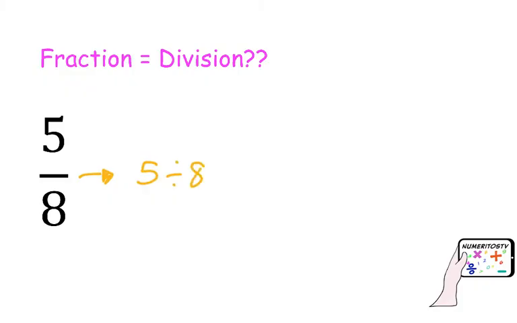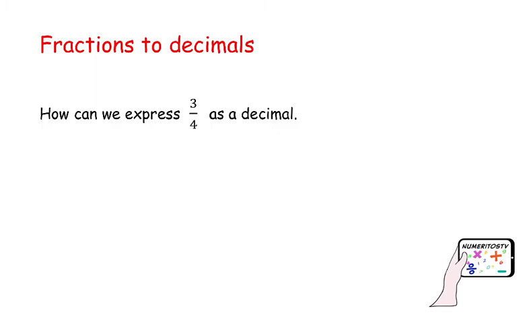Another way of writing this is 5 divided by 8 using long division, or another option is as a ratio, 5 to 8. This fraction bar is our division symbol. So, if we want to convert a fraction to a decimal, the easiest way is just to divide 3 by 4 in this case, if we want to express 3/4 as a decimal.